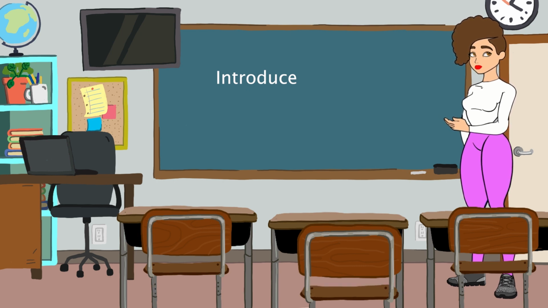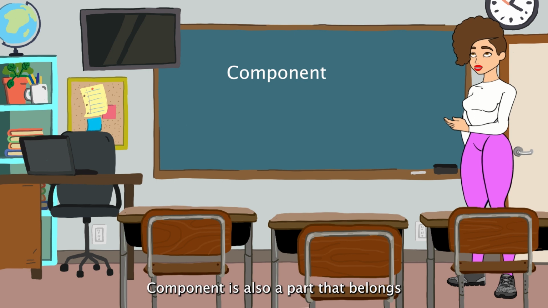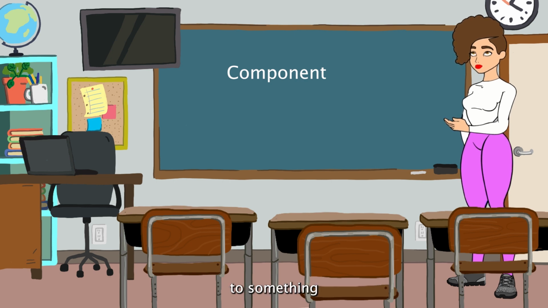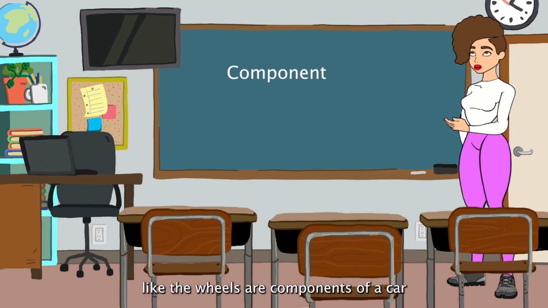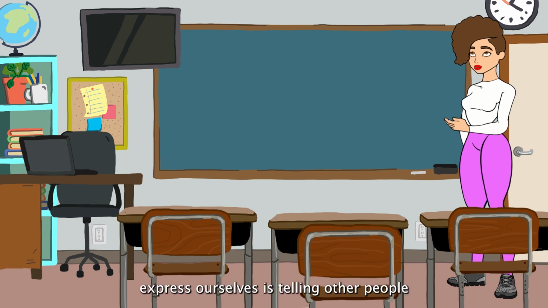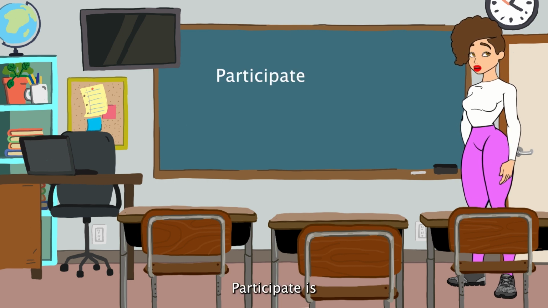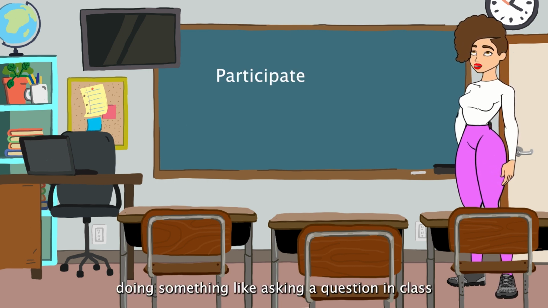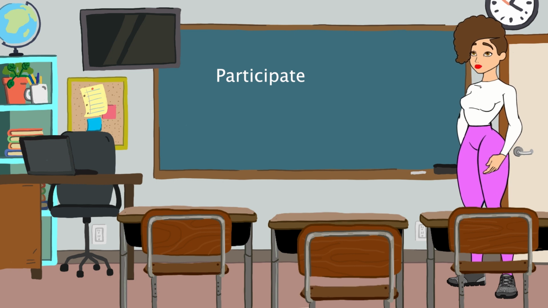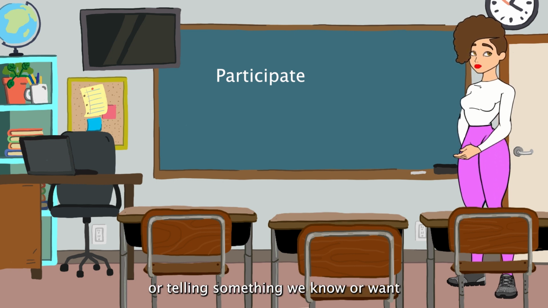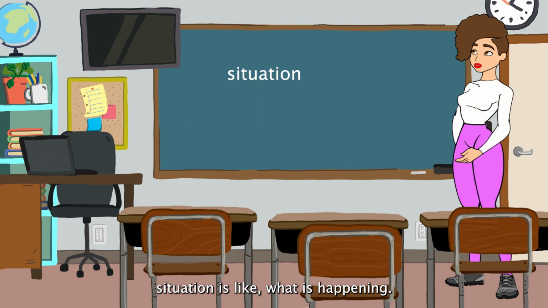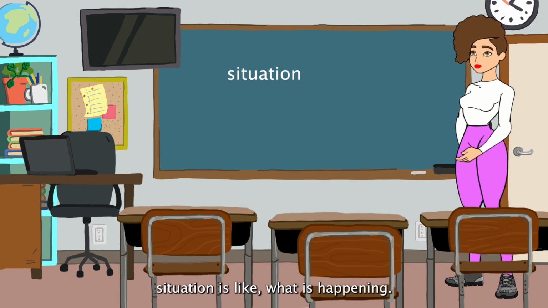Component is also a part that belongs to something, like the wheels are components of a car. Express ourselves is telling other people what we think or feel. Participate is doing something, like asking a question in class or telling something we know or want. Situation is like what is happening.